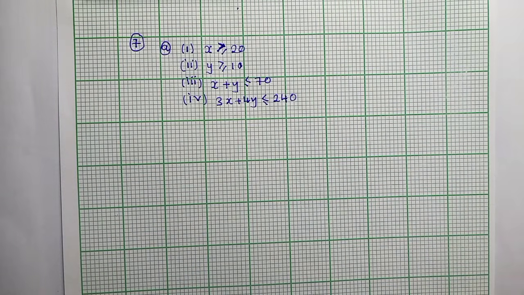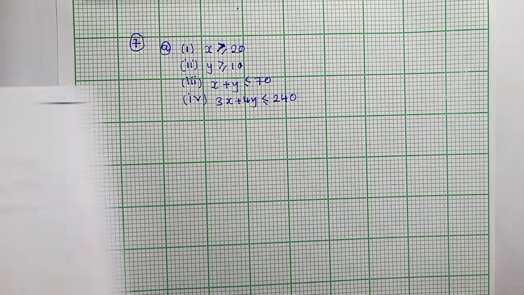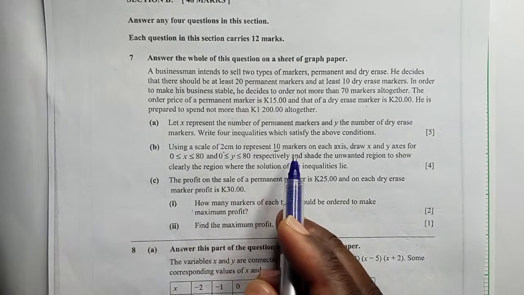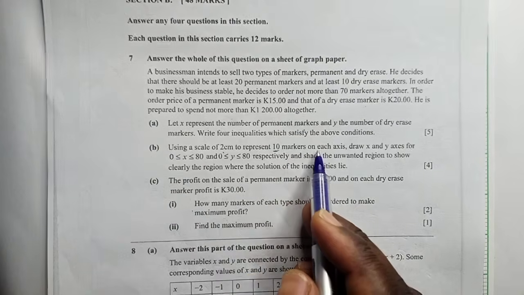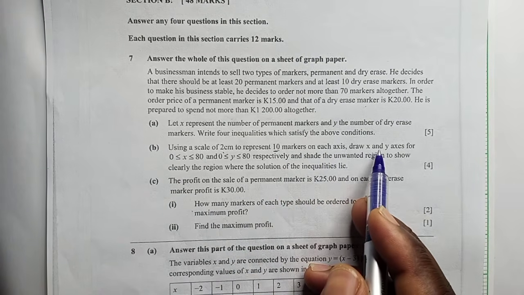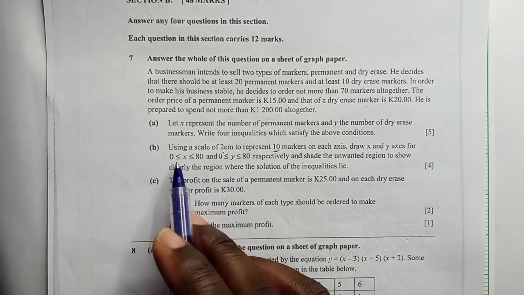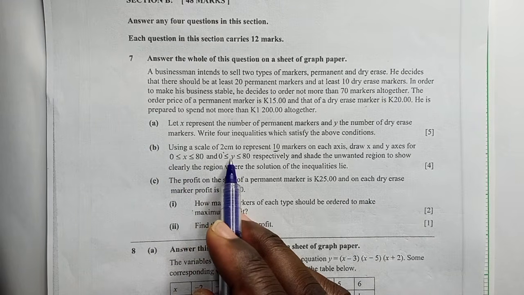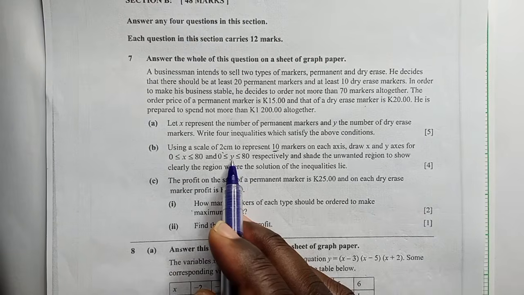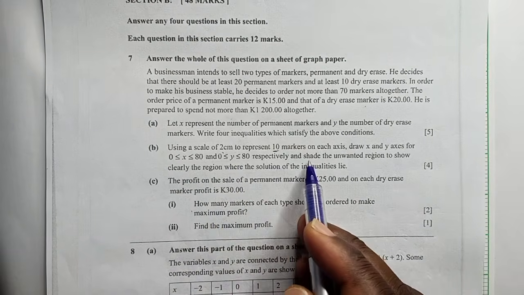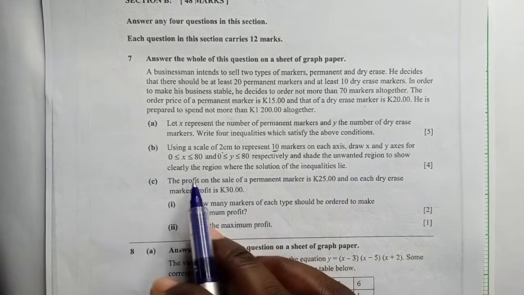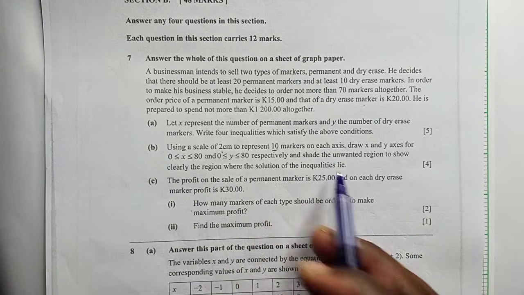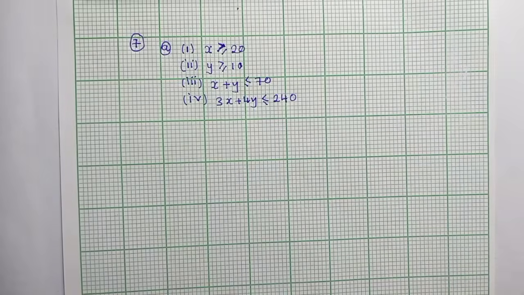So now we go to question B. For question B here, they are saying using a scale of 2 centimeters to represent 10 markers on each axis, draw x and y axis for 0 is less or equal to x less or equal to 80 and 0 is less or equal to y less or equal to 80 respectively, and shade the unwanted region. Show clearly the region where the solution of the inequality lies. So we just need to draw here.